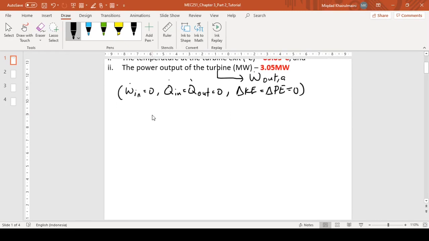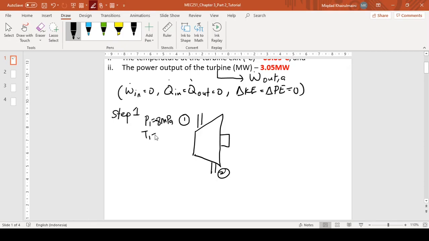Step 1 is to draw the schematic diagram for the turbine. So we have a turbine here, the shaft, the inlet is at the top and the exit at the bottom. So number 1 and number 2. At number 1 we know the pressure is 8 megapascal, temperature is 500 degrees Celsius. At state 2 it exits at a pressure of 30 kilopascal.